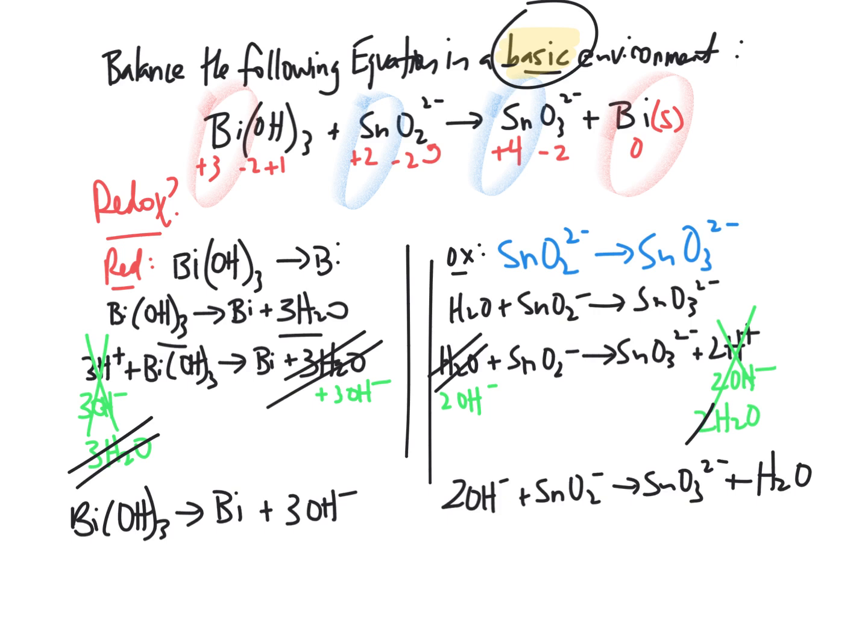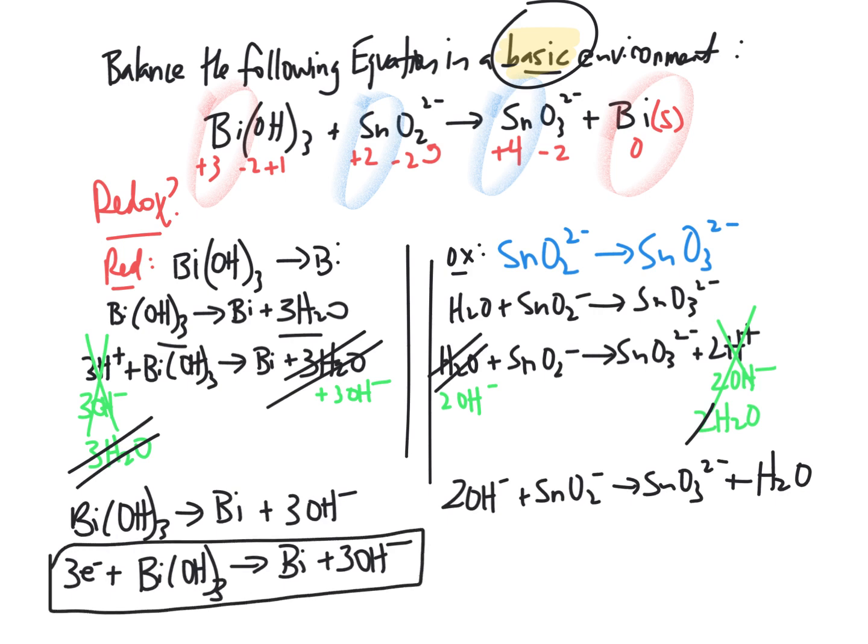Okay. So you can see for the reduction half, we're going to need 3 electrons on the left, aren't we? Because we have a 3 minus on the right-hand side, and we're going to make both sides have a 3 minus charge. Looks good. Reduction is gain of electrons, so that's also consistent. So I think what we've done there is we have a balanced reduction half.